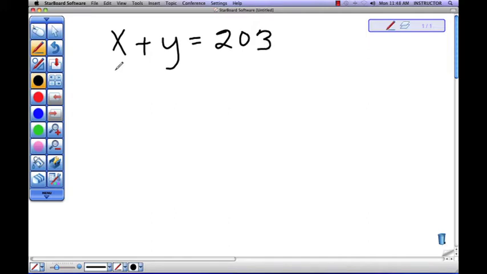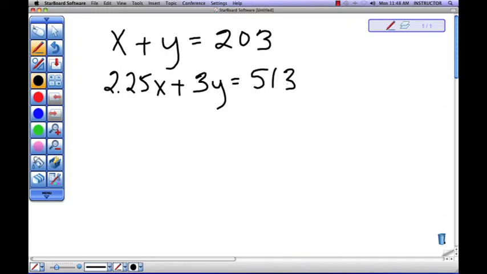Then we would need another equation using the cost, which is $2.25 for activity card holders. We multiply that by our variable X, plus, same thing, the cost for the non-card holders, which is $3, times our Y. And the total would be $513.